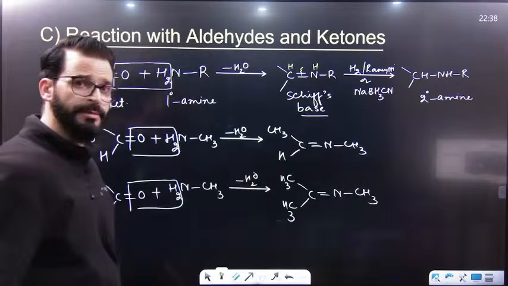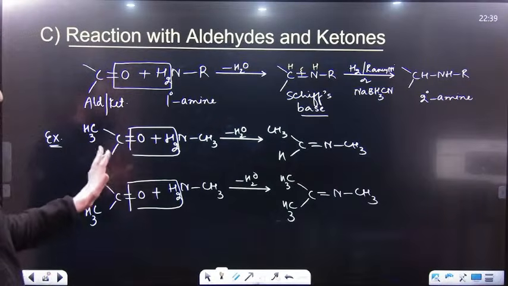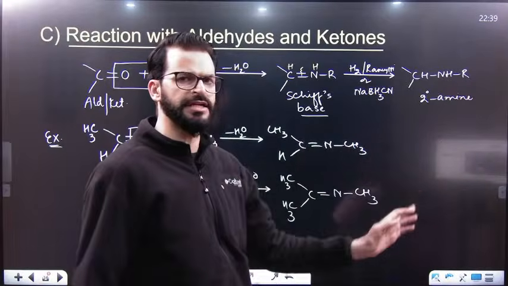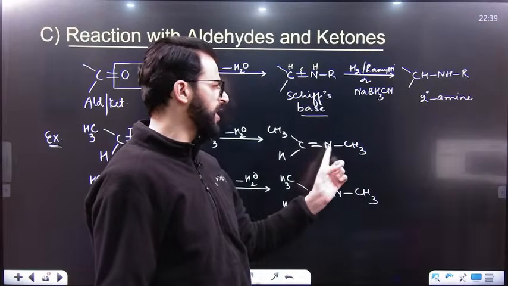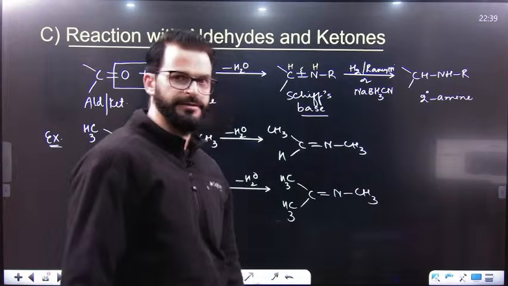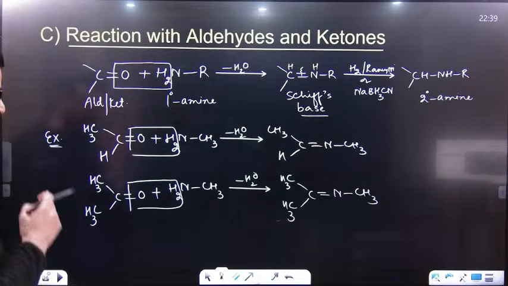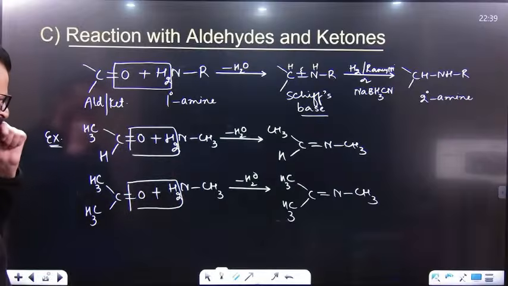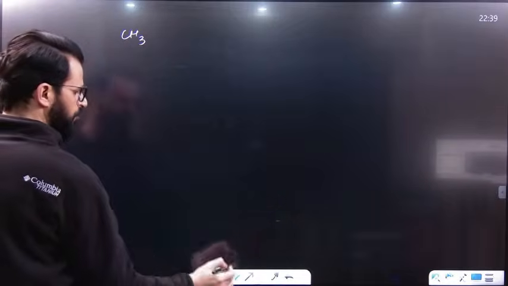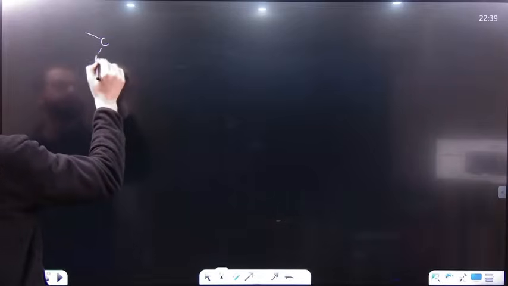Am I clear till now? This is the Schiff's base. But if you reduce this Schiff's base further, it will result in the formation of CH3CH2NHCH3, CH3CH3NHCH3. That means a secondary amine. After that, if I write down a reaction like this, what will be the product over here?